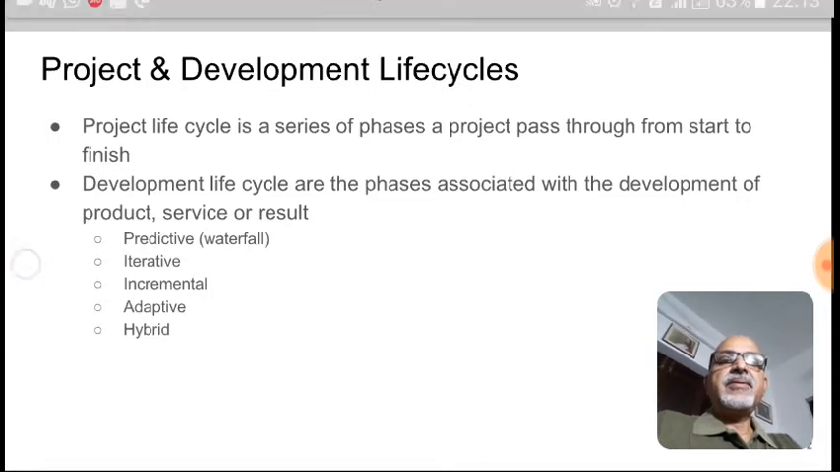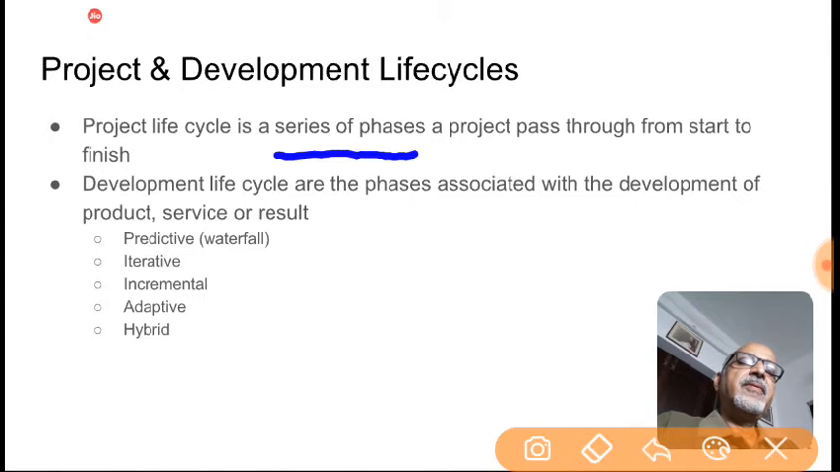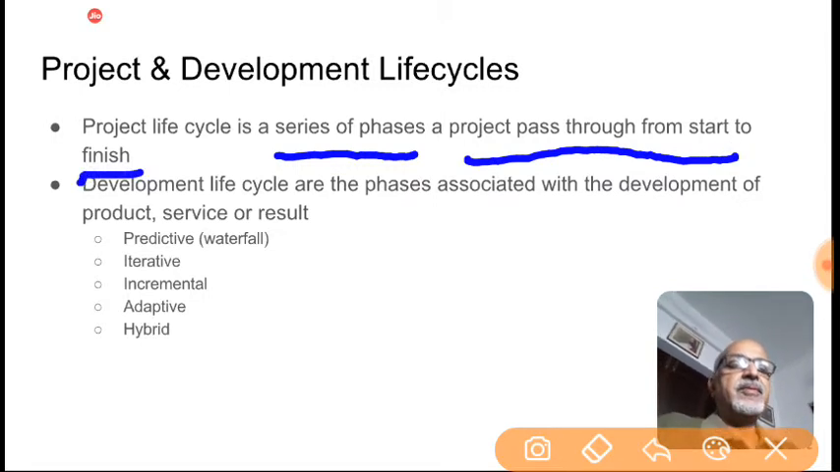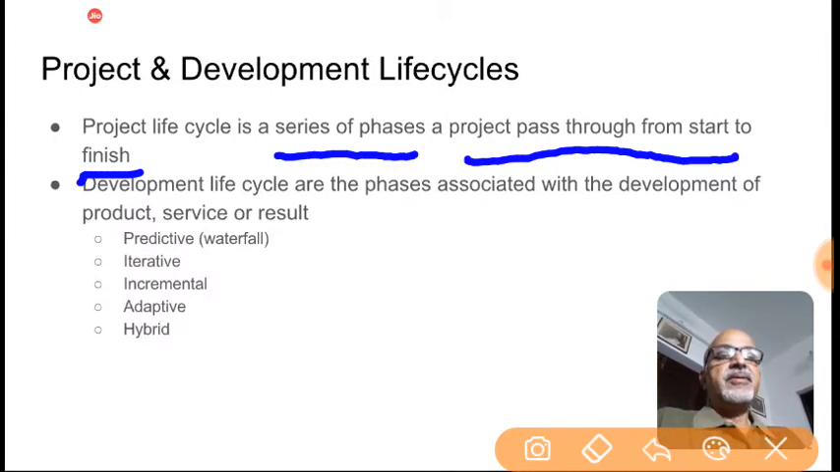A project life cycle is a series of phases a project passes through from start to finish. So maybe in the beginning we have feasibility studies, then we get into the technical evaluation and the commercial evaluation, then detailed requirements collection, and then high level design, low level design, development, testing, and release. All these may happen sequentially or sometimes in parallel. So collectively we call it the project life cycle. It's a series of phases a project passes through from start to finish.